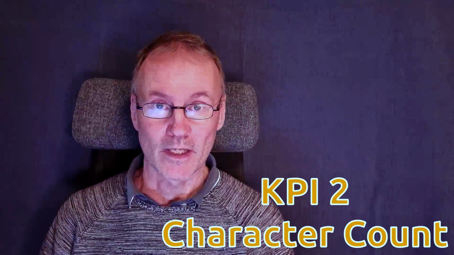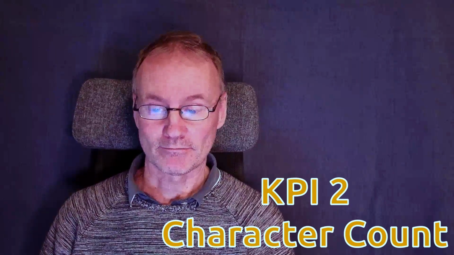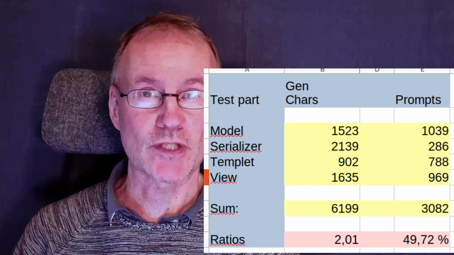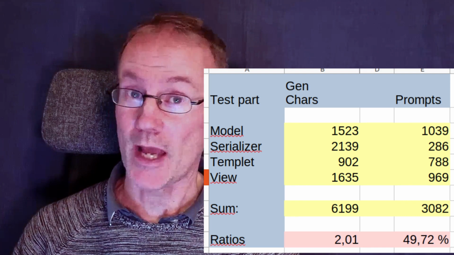Second KPI, the character count. Let's dwell a bit on statistics. If we compare keystrokes in the prompts with what has been generated, we found that we were generating 2 times the input to the output.